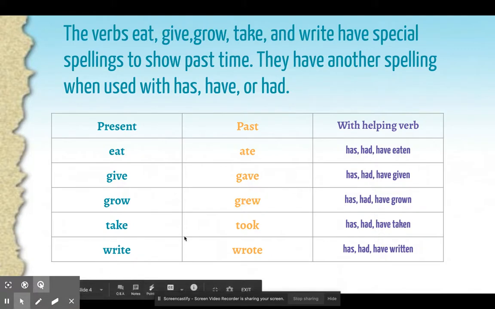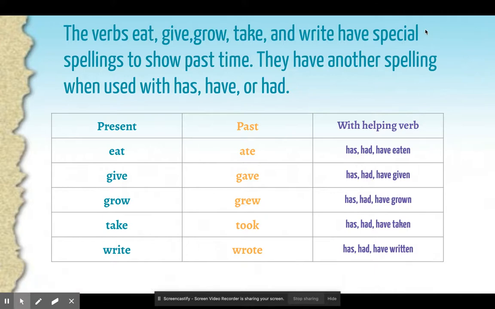For give, the past tense is going to be gave, but we could also say has given, had given, or have given. For grow, the past tense would be grew, but we could also say has grown, had grown, have grown. For take, the past tense is took, but it could also be has taken, had taken, or have taken. And finally, for write, the past tense is wrote, but we could also say has written, had written, or have written to show past tense.